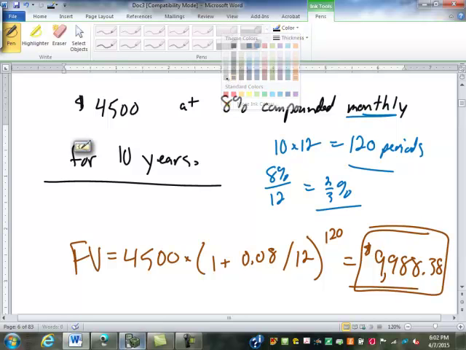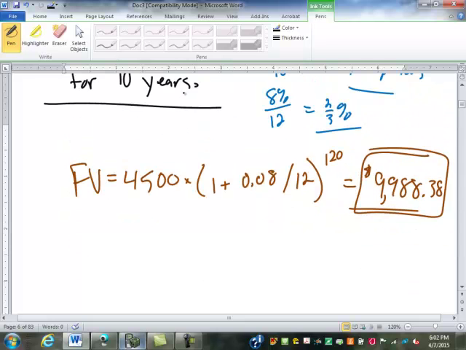What do you think? Need to be a banker? That is pretty good interest for 10 years. Well, it is 10 years, though. Your money should pretty much double in 10 years. And it did, a little bit more.